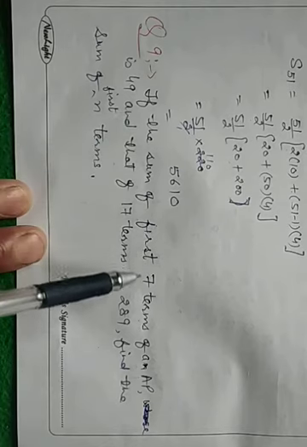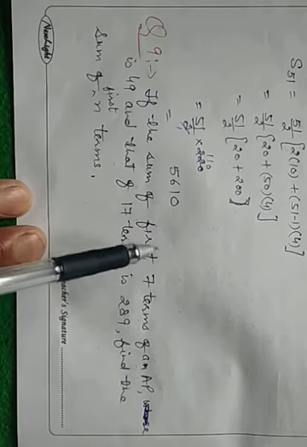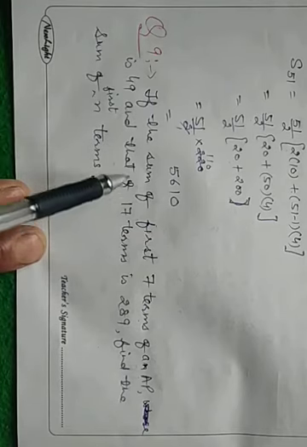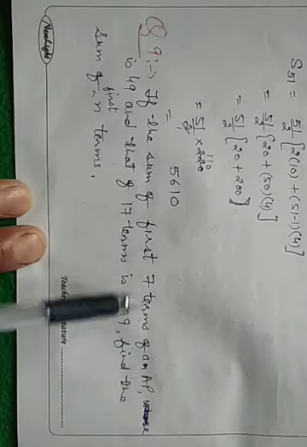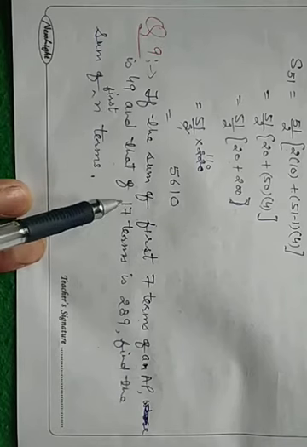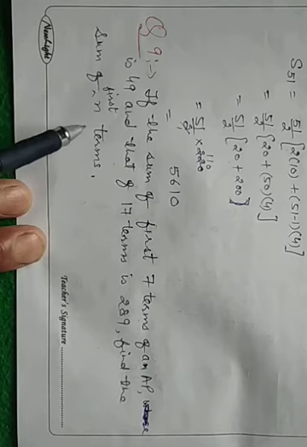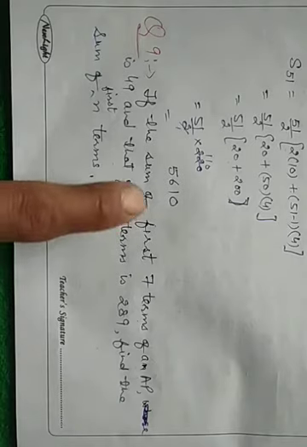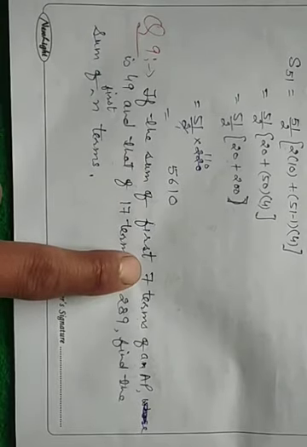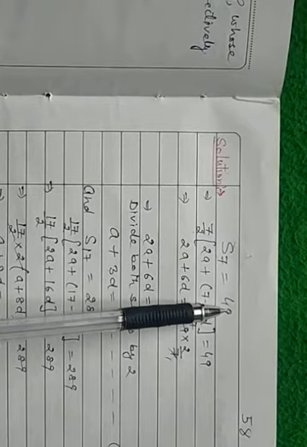The sum of first 7 terms of an AP is 49. It is given: sum of first 7 terms is 49 and that of 17 terms is 289. Find the sum of first n terms. What is given? Once again, sum of 7 terms is equal to 49. Look at it. S means sum. Sum of 7 terms is equal to 49.